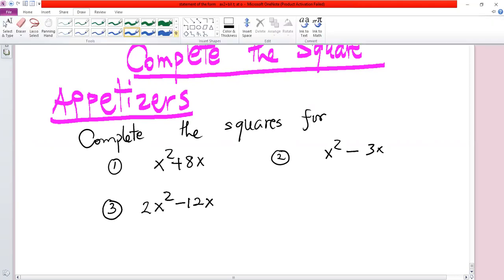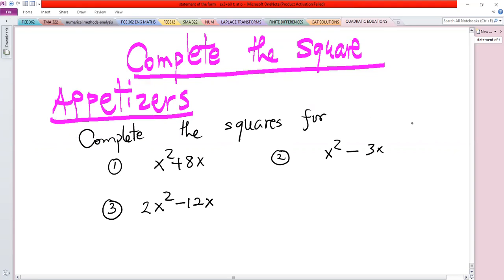So let's complete the square for these problems. Remember, to complete the square, we have to ensure that the coefficient of x squared is 1, and then add (b over 2) squared to the expression, and then balance. So this is what we do.